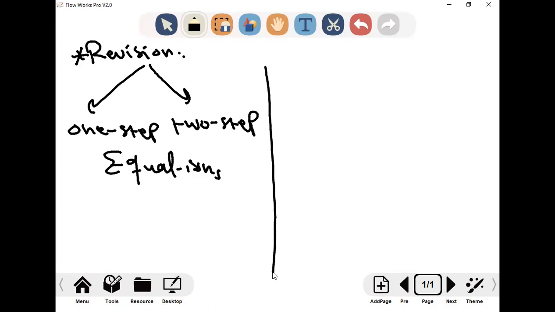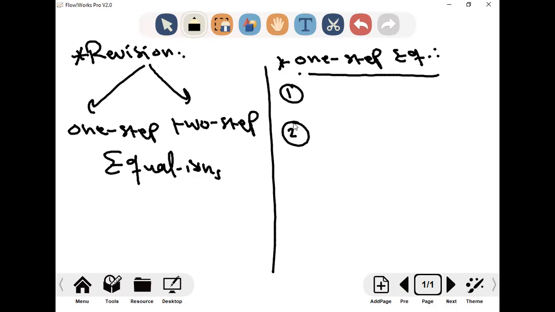Now start with the first type, guys, which is one step equations. If you remember, we have four types of one step equations, right? First type was addition equations, subtraction, multiplication, and division.